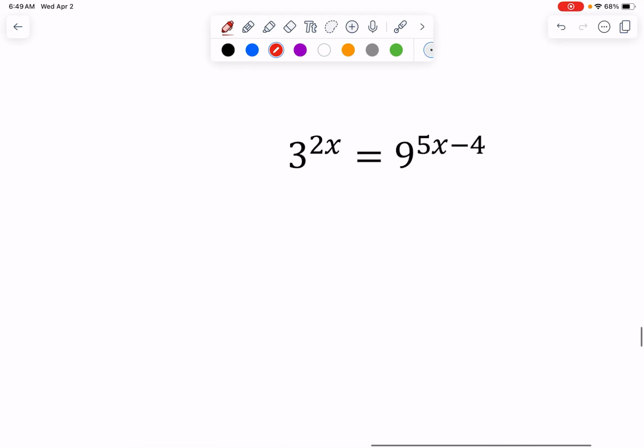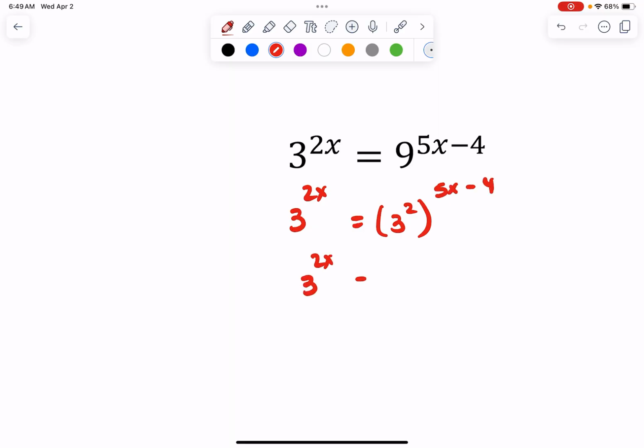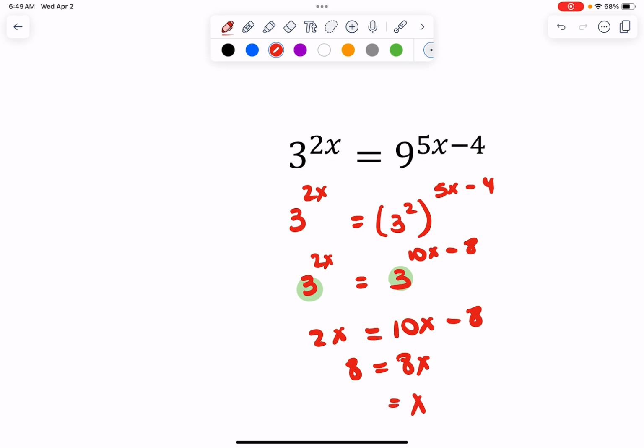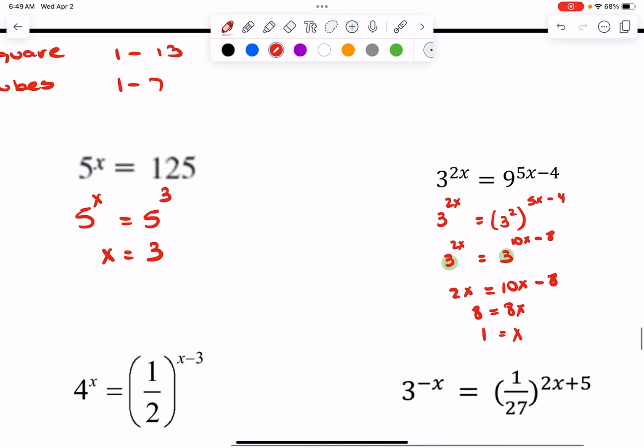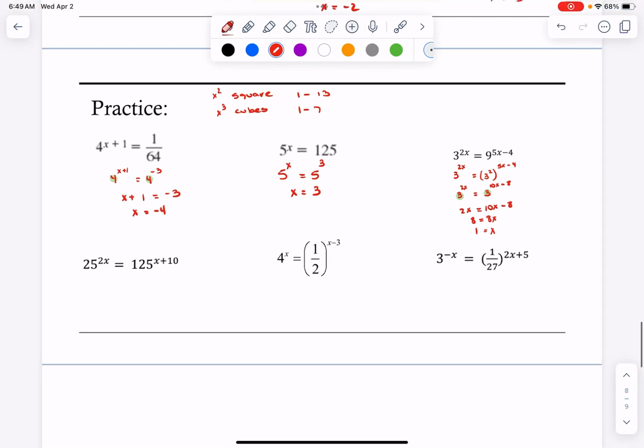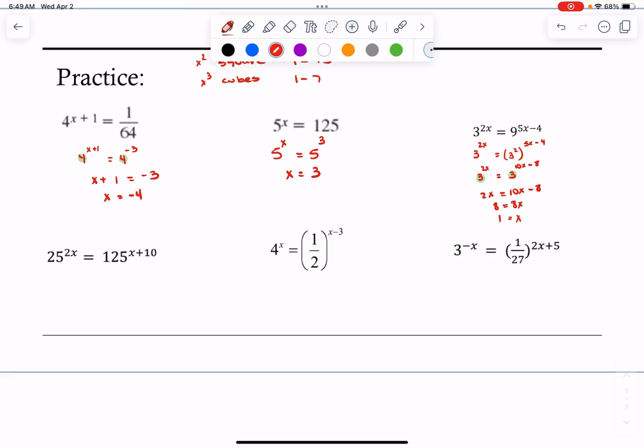Let's look at the next one, 3 to the 2x, and this is going to be 3 squared raised to the 5x minus 4. I am going to use the power to a power rule, so I get 10x minus 8. Now that the bases are the same, I can set 2x equal to 10x minus 8. I'm going to move 8 to the other side and 2 to this side. So x is equal to 1. Okay, so far so good. Let's see if you can pause the video and do the next ones.